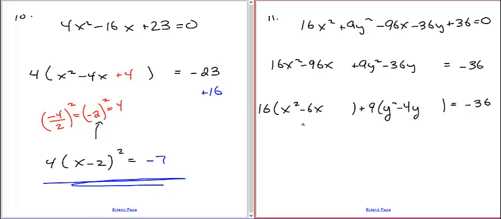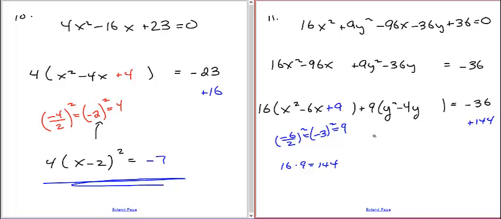Again, take negative 6 divided by 2. Square it. Negative 6 divided by 2 is negative 3. Negative 3 squared is 9. Add 9. But I'm actually adding 9 times 16, which is 144. So I'm going to add 144 over here to balance that out.